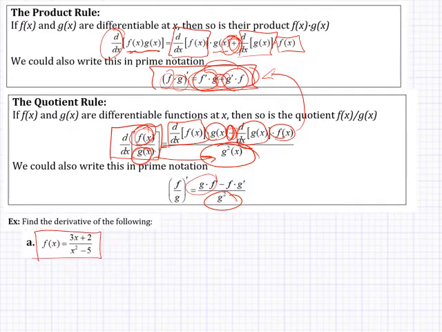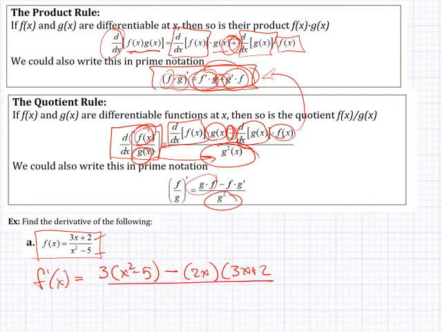If we were to look at this numerator and denominator, those derivatives individually are super easy to do. So if we want to take the derivative, we just have to piece it together properly. The derivative of the numerator is 3 times the denominator x squared minus 5, minus the derivative of the denominator, which is 2x, times the numerator, which is 3x plus 2. Put it all over the denominator squared, x squared minus 5 squared, and you have your derivative.